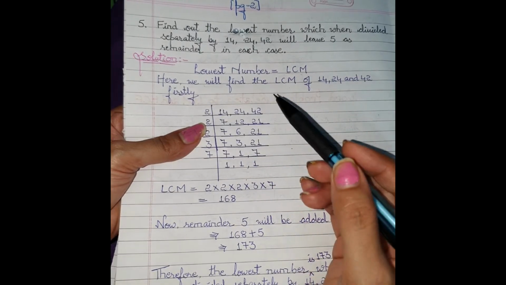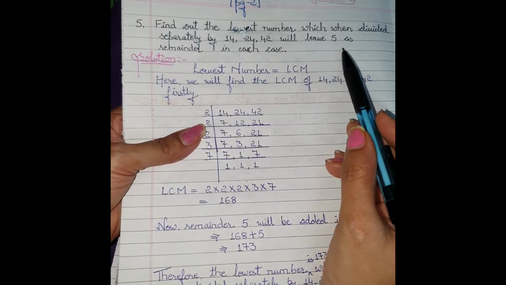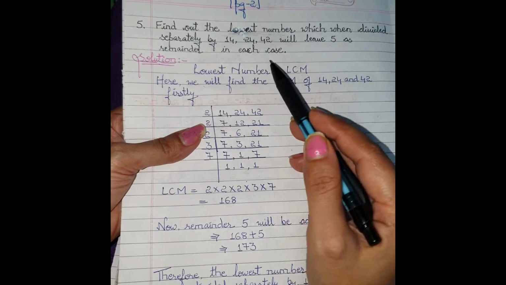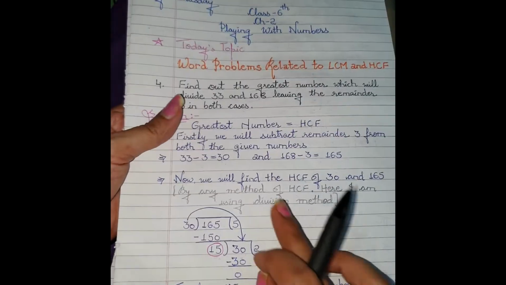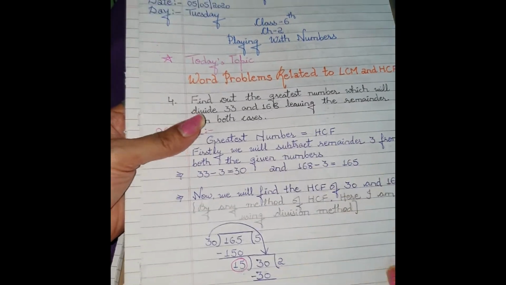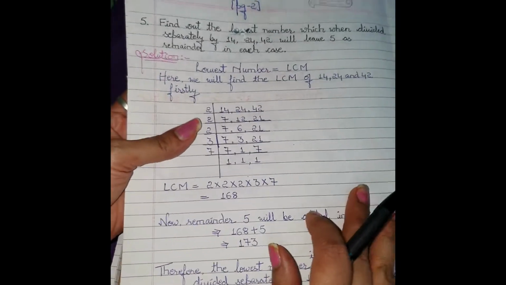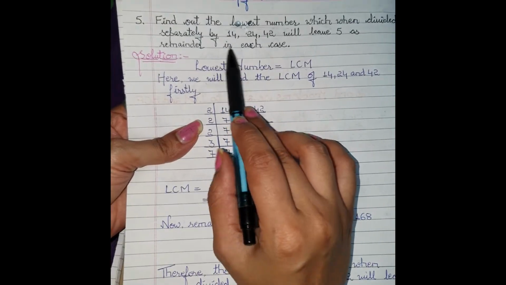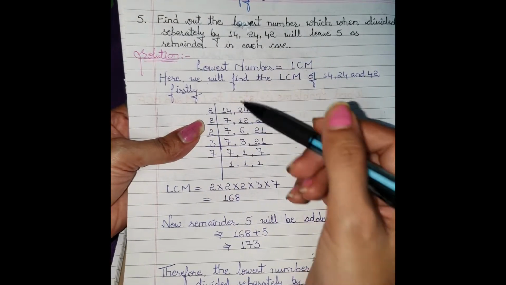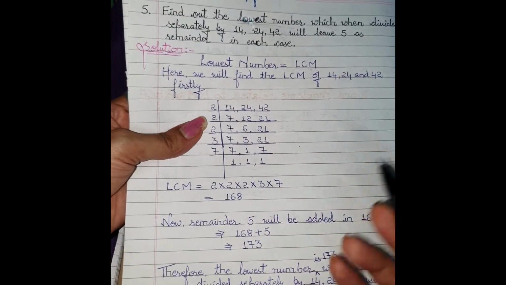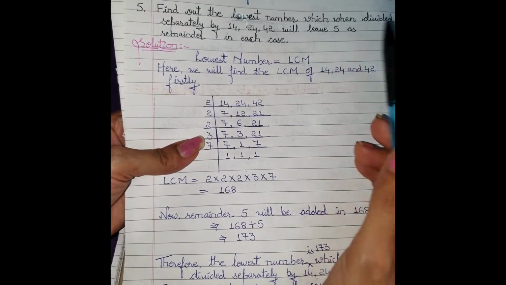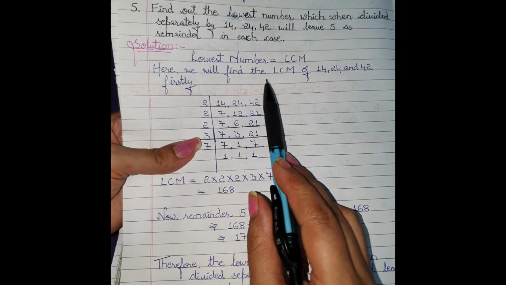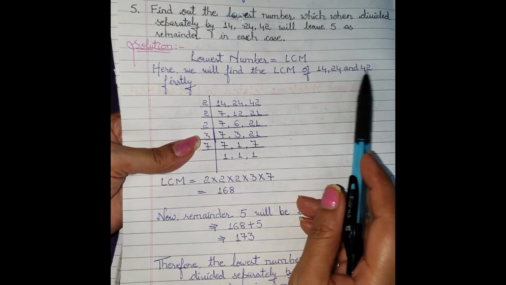Like there in the last question also remainder was there. Here also remainder is given. But in HCF what you will do? You will subtract the remainder firstly and then you will start solving the question. But in LCM, we will not subtract this remainder firstly. We will take the numbers as it is given in the question. We will solve it firstly and then we will see what we have to do with that remainder. So firstly, we will find the LCM of 14, 24 and 42.